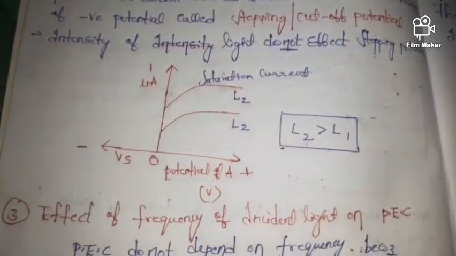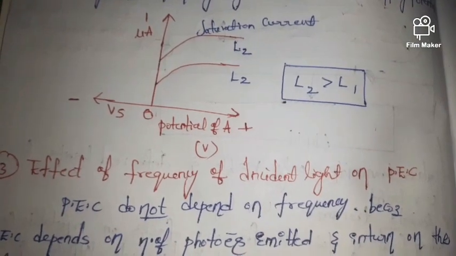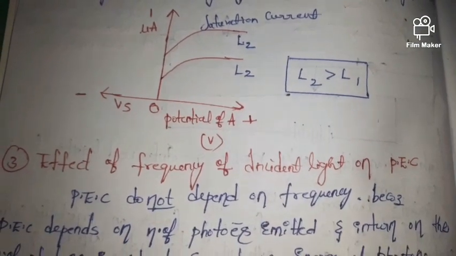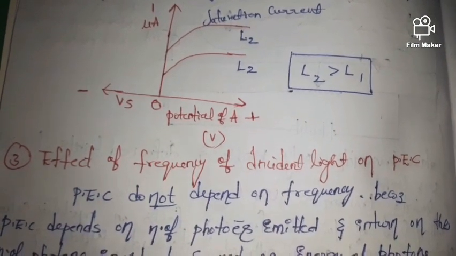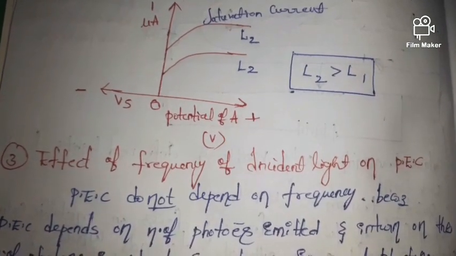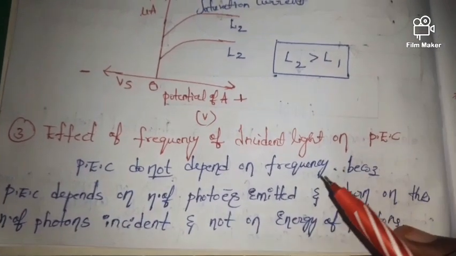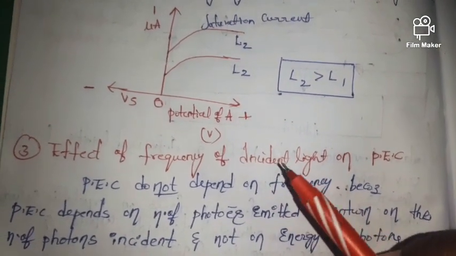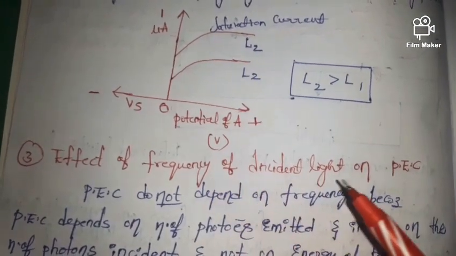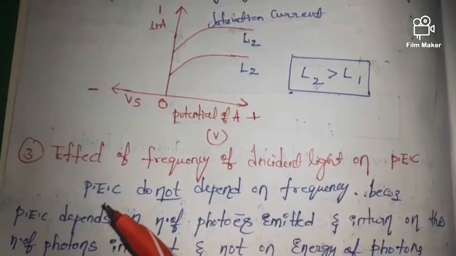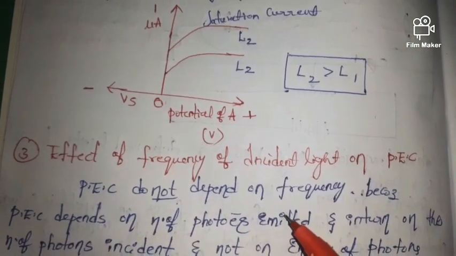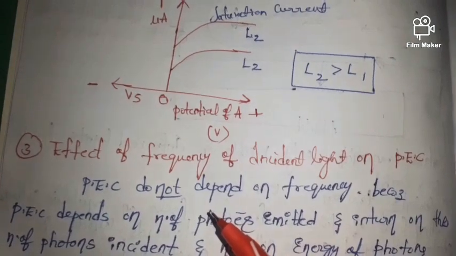Next, friends, third factor: effect of frequency of incident light on photoelectric current. Photoelectric current does not depend on frequency. This is most important and easy, friends.